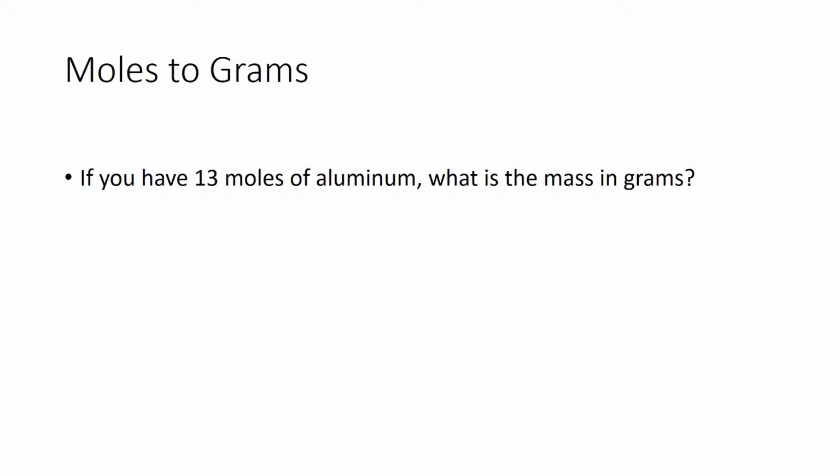So the first one we're going to do is moles to grams. So we're given 13 moles of aluminum. What is the mass in grams? Well, for every 1 mole of aluminum, according to the periodic table, we have 26.9 grams of aluminum.